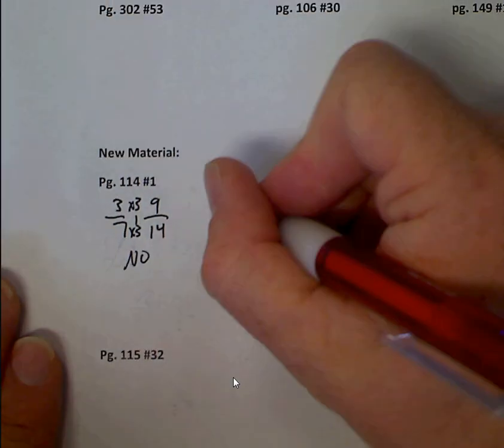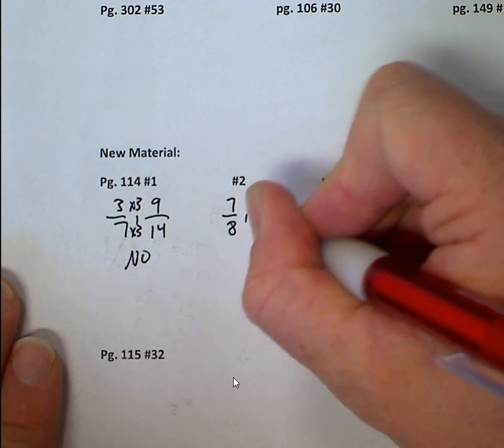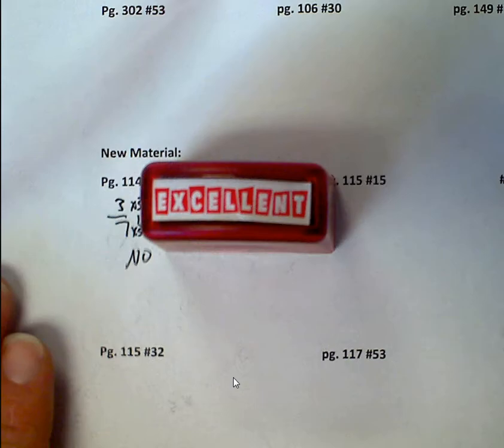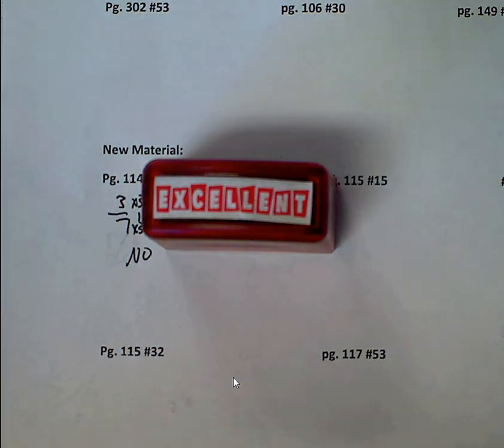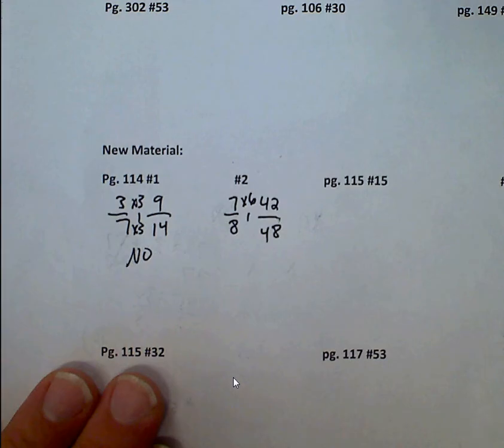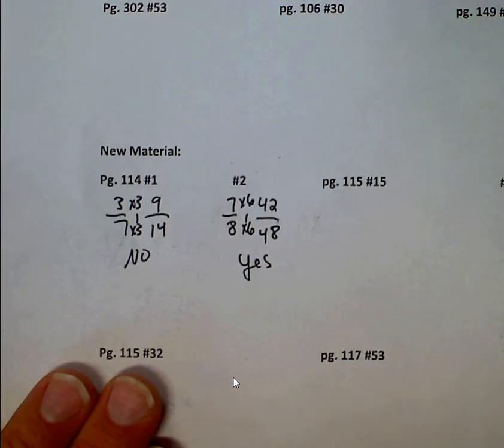Number 2 says 7 over 8, and we have 42 over 48. Go ahead and pause the video and see if you can see if it is a proportion or not. 7 times 6 gave me 42. 8 times 6 gave me 48. So yes, this is a proportion.